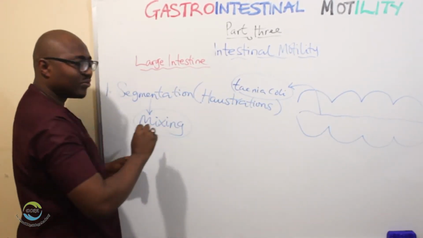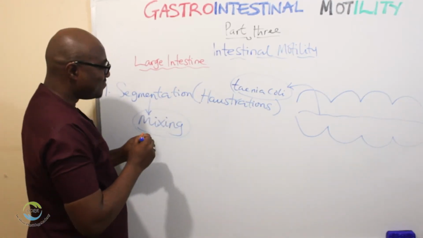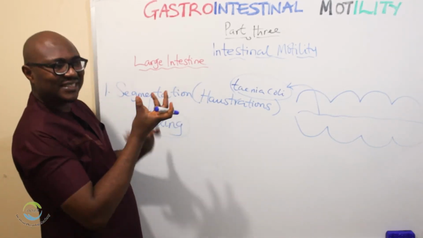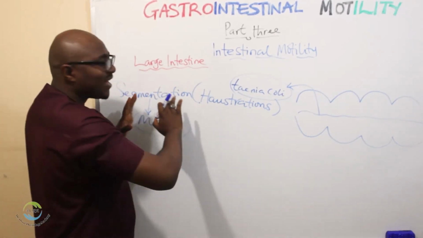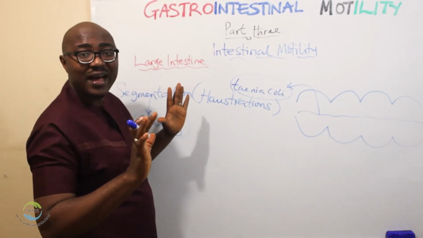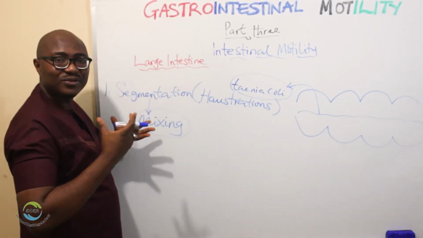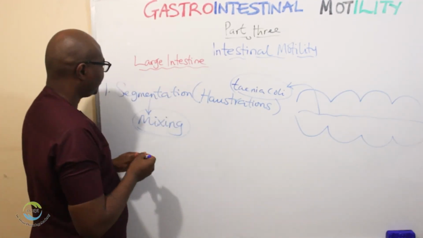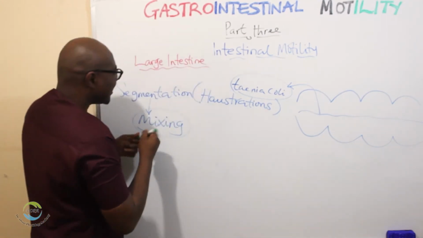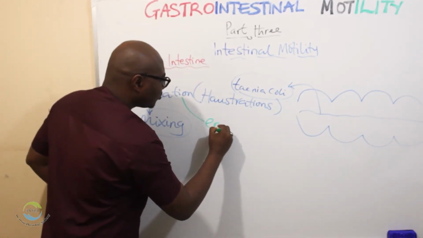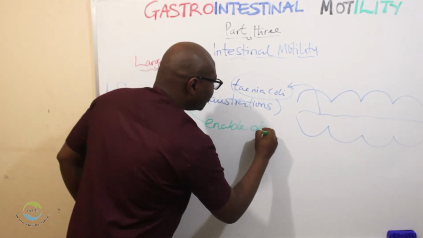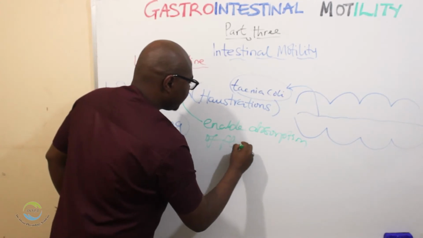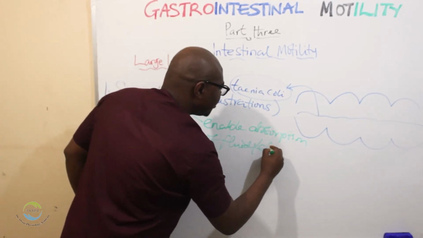But what is the purpose? While in the small intestine, the mixing is to aid digestion, mix it with digestive juices. For the large intestine, digestion does not happen. So what is the purpose of the mixing? It is to enable absorption. So the purpose of this segmentation is to enable absorption of fluids and electrolytes.